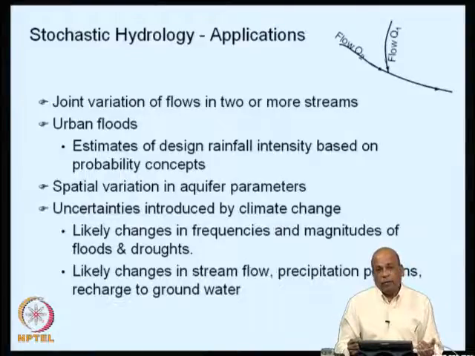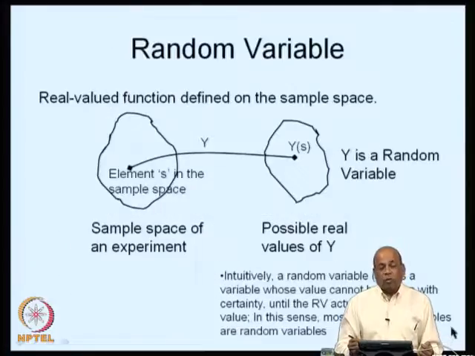Now, when we address questions such as these, we need to look at the uncertainties and the methodologies that are available to address these uncertainties. And the primary purpose of this course is to introduce the methodologies available for handling such uncertainties. So, we start with the definition of a random variable. Now, intuitively a random variable is a variable whose value cannot be known in advance until it actually takes on a particular value. So, we associate probabilities to the specific values that a random variable takes.